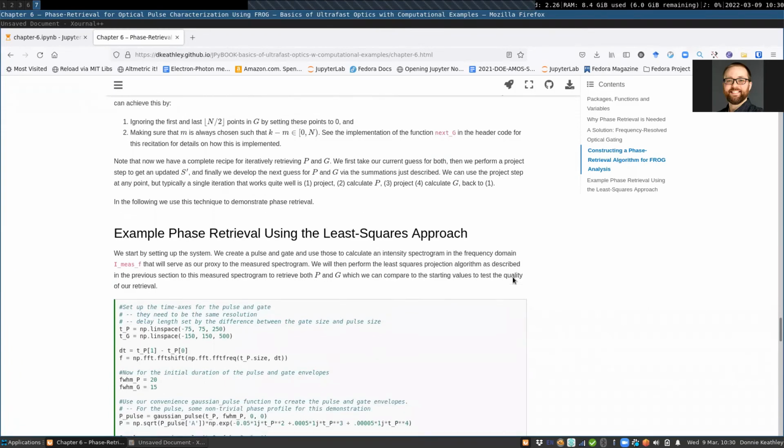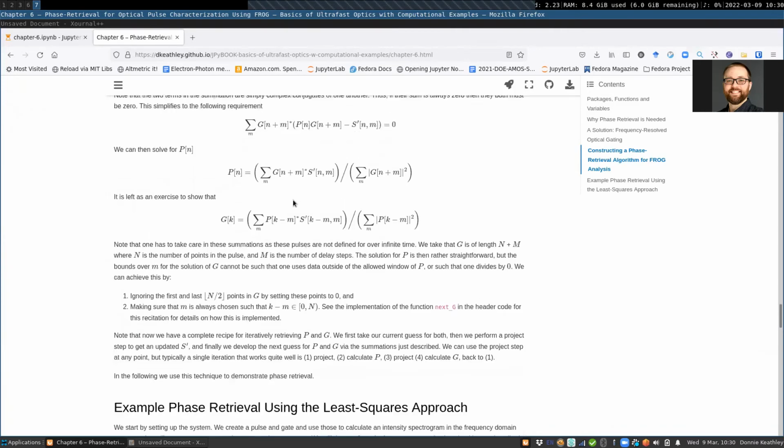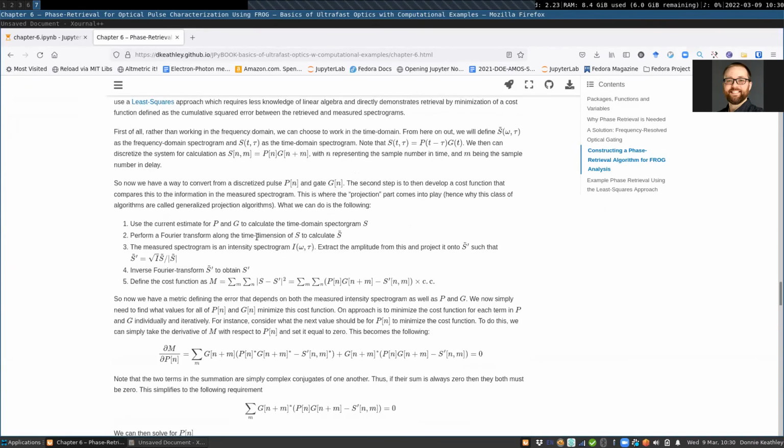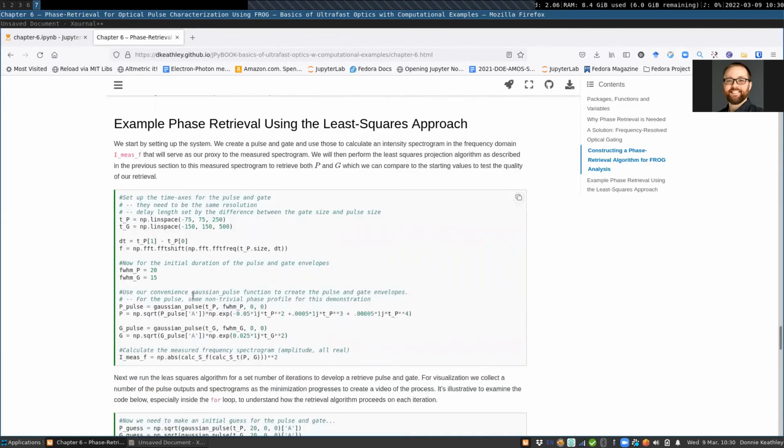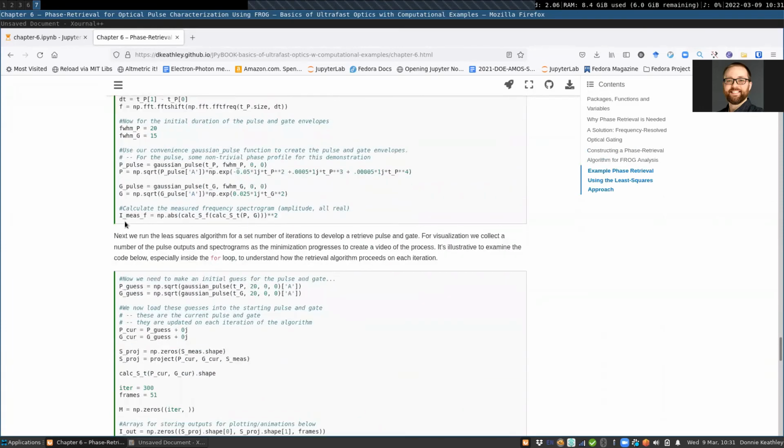So our final step is to actually put this into action, right? Now we have this solution for P and G based on this S prime, and we know how to get that S prime through this projection step, okay? So let's go through an example of actually putting this into action. So we can do that by calculating a spectrogram, and I'm not going to run through this step by step, but I show the code here for calculating some measured intensity spectrogram.